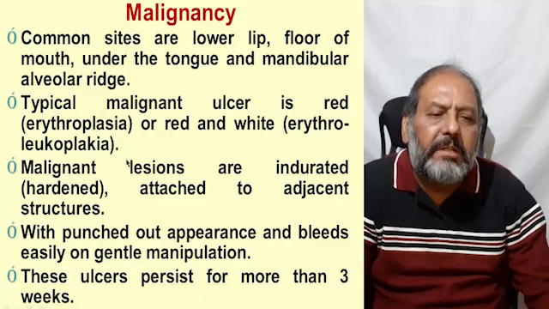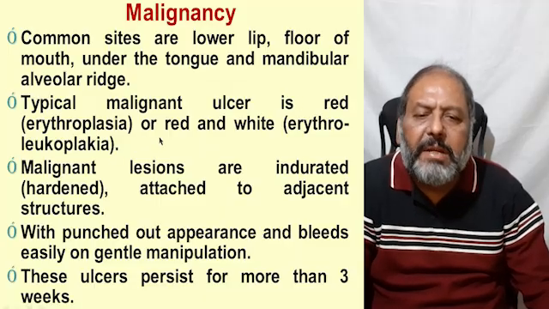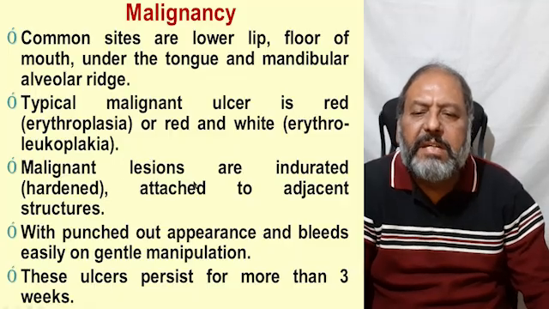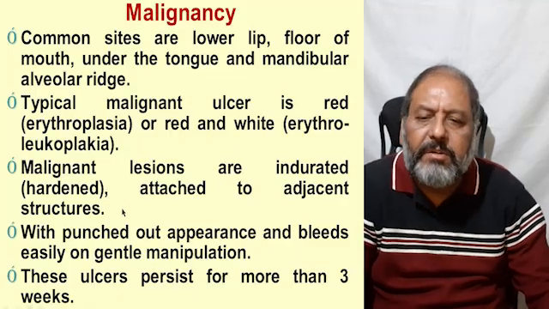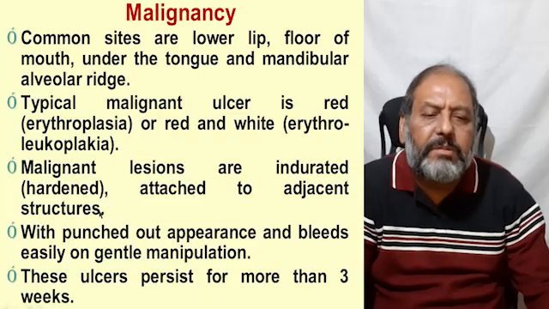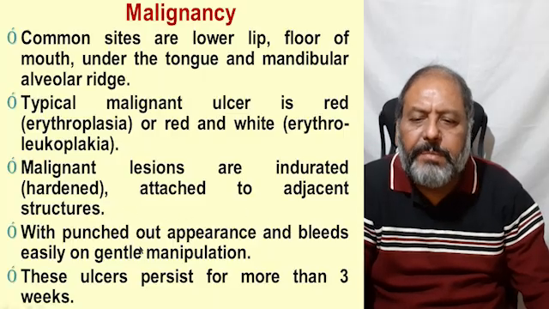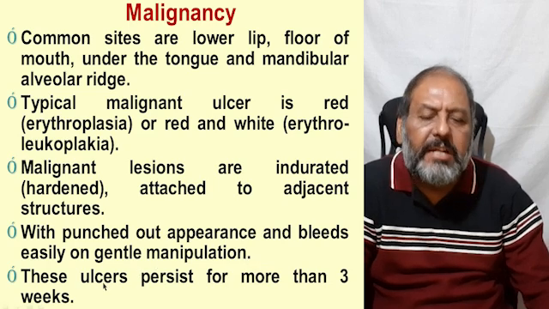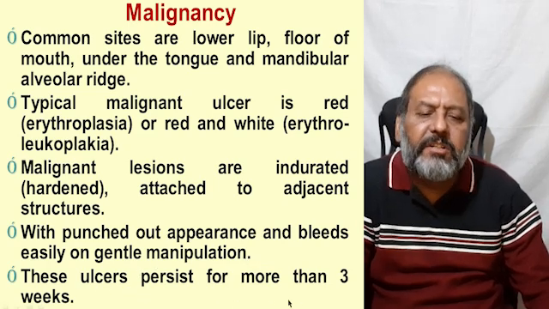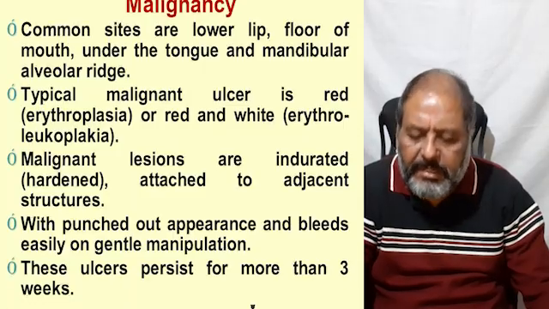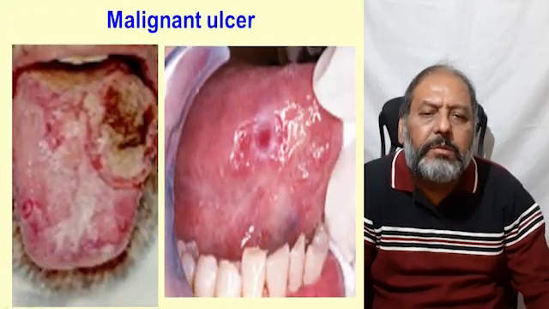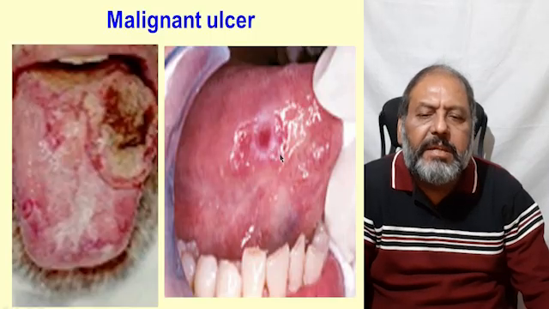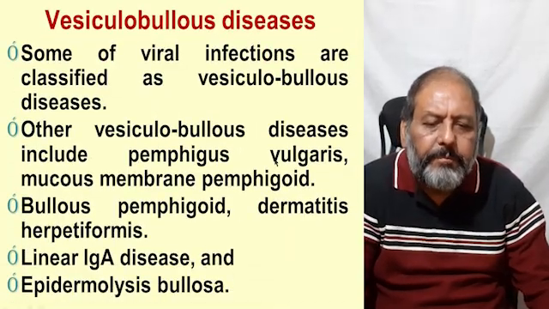A typical malignant ulcer is red, erythroplasia, or red and white, erythroleukoplakia. Malignant lesions are indurated, hardened, attached to the adjacent structure or to the base, with a punched out appearance, and bleed easily on gentle manipulation. These ulcers persist for more than 3 weeks, making them doubtful. Here one can see the shape of the malignant ulcer, with deep indurated margins.